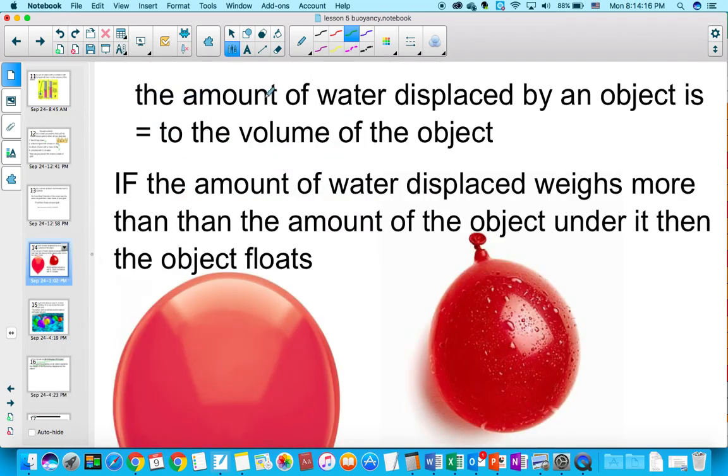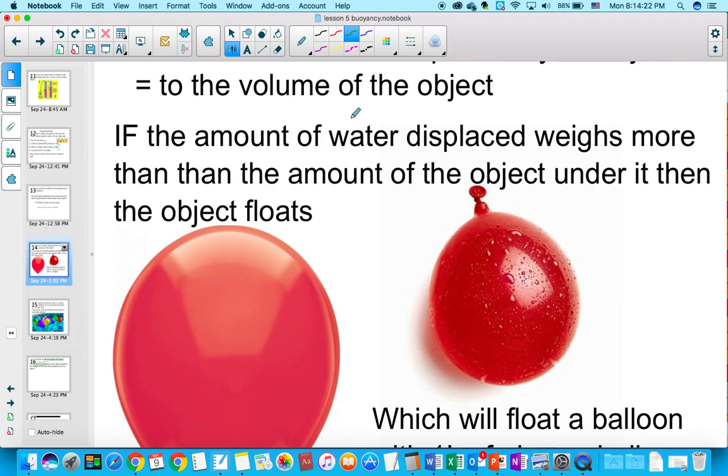So the amount of water being displaced by an object is equal to the volume of the object. If the amount of water displaced weighs more than the object under it, then the object floats. Right? If you displace more water and that water weighs more or has more mass than the object, then the water will be able to push it back harder than it was pushing down, and it can make it float.